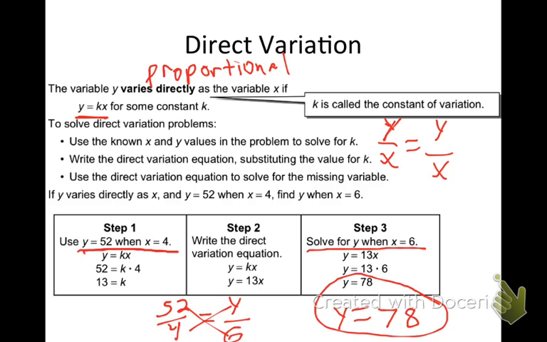Using proportions is, again, the same idea. So y equals 52 and x equals 4. Find y when x equals 6. Just setting up a proportion would be a lot easier.